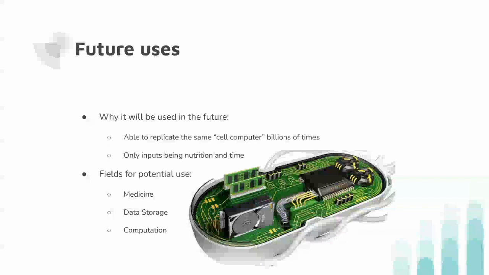Biological computing has many uses in the future. However, the technology is still in its infancy, and there are several reasons we would want to implement this over traditional chips in the future. The first is because once the first cell computer has been created, it becomes incredibly easy to create billions and billions of them, with the only inputs being the cell's nutrition and the time spent creating them. In comparison with traditional chips, which require lots of precious metals and materials such as silicon, these will be far easier to produce since you can just replicate the process billions of times.